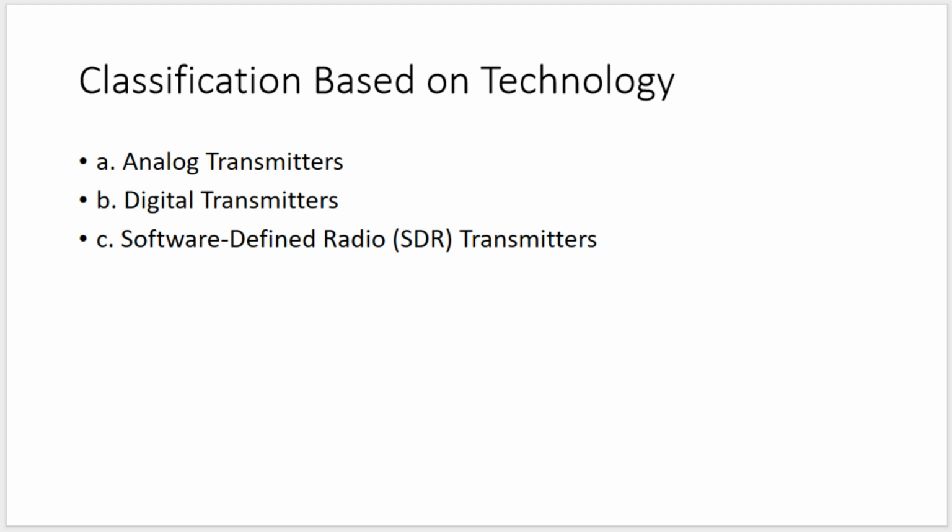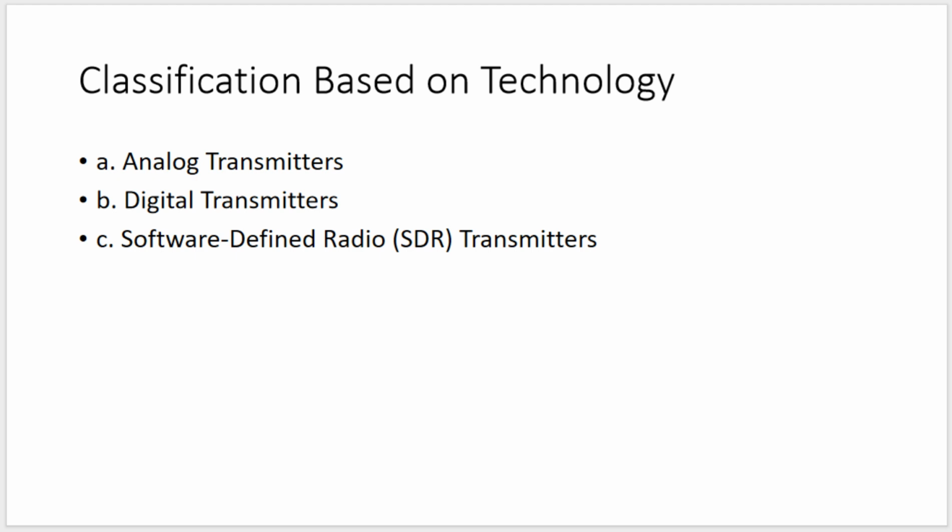Next is classification based on technology. So based on technology we have three points here. One is analog transmitter. Function is to transmit analog signal through the modulation of a continuous carrier wave. Application: used for traditional radio and TV broadcasting.